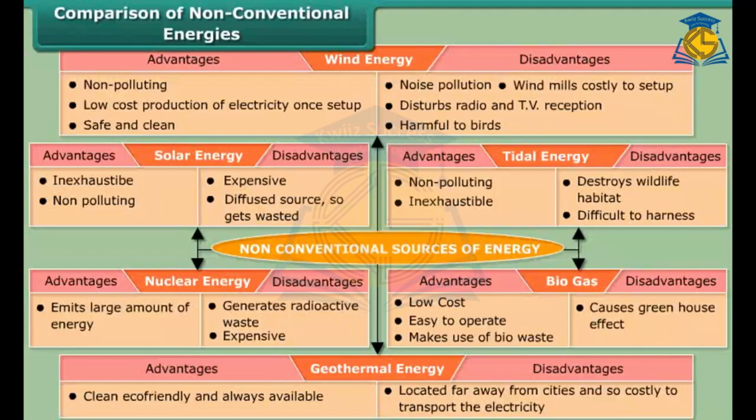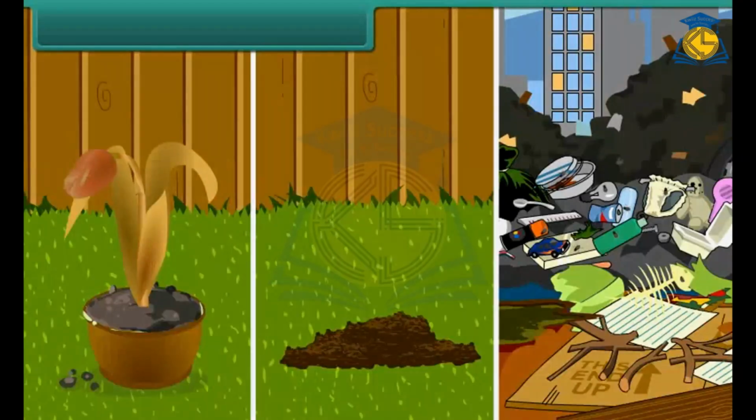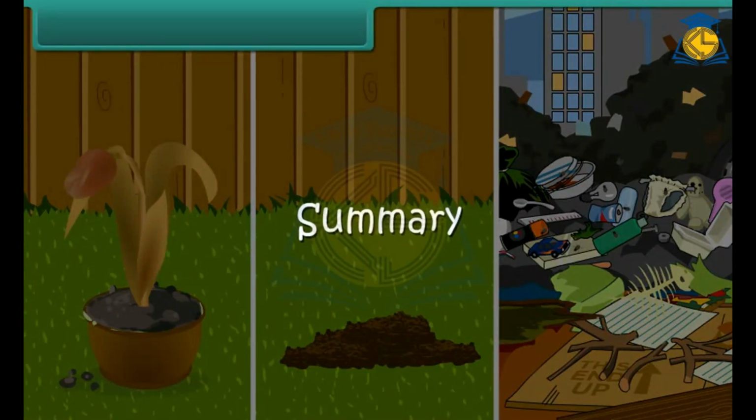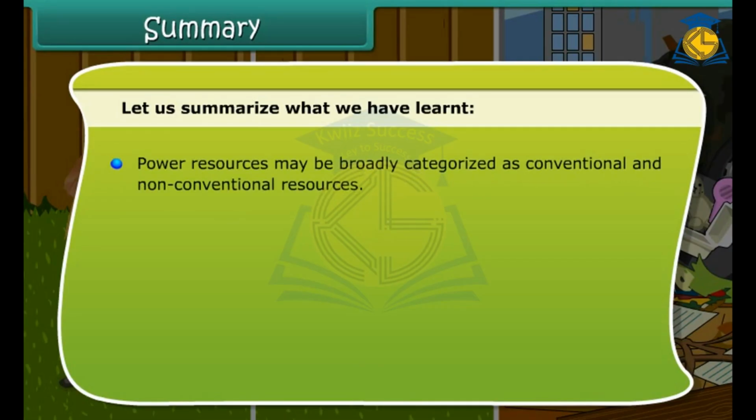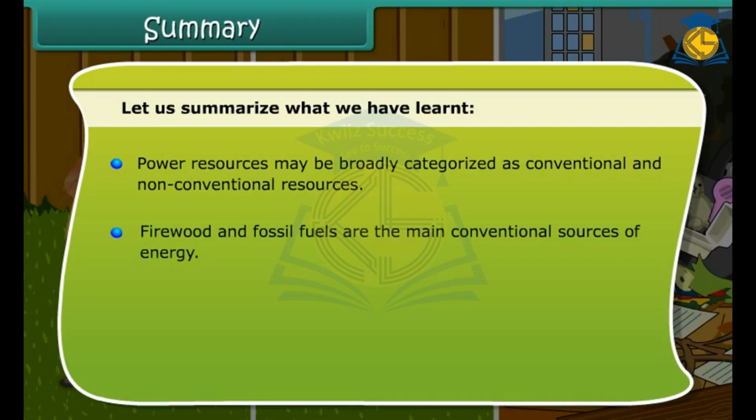Comparison of non-conventional energies. Let us compare the advantages and disadvantages of non-conventional energies. Summary. Let us summarize what we have learnt. Power resources may be broadly categorized as conventional and non-conventional resources. Firewood and fossil fuels are the main conventional sources of energy.